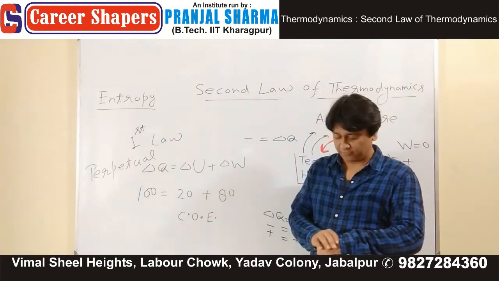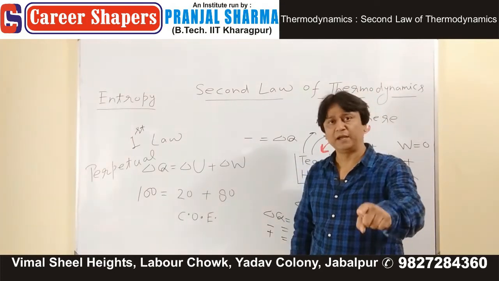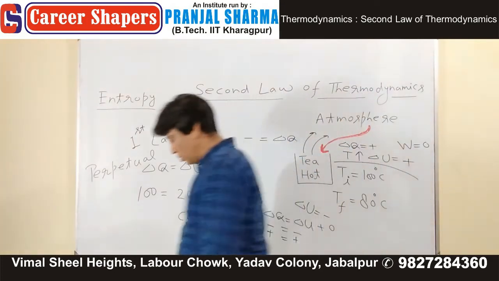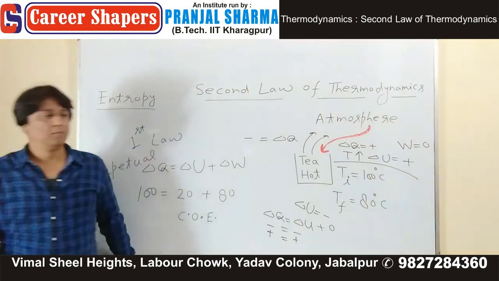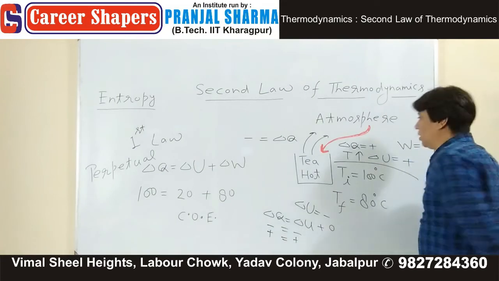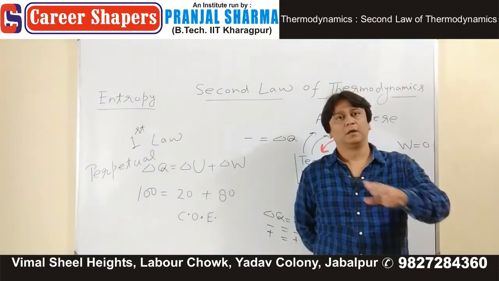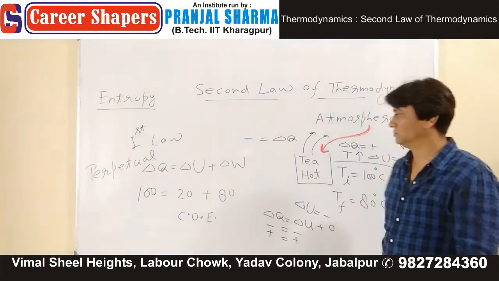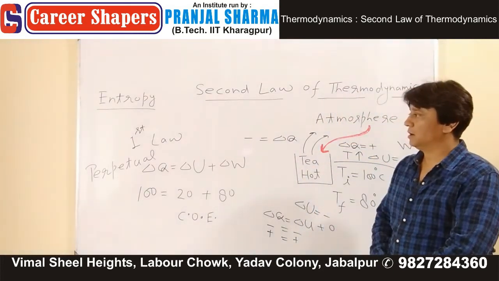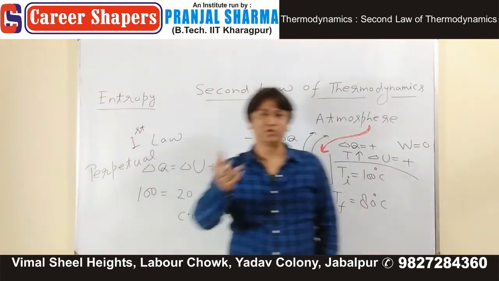Any type of perpetual machine, inside the bracket, a machine that runs on its own, is not possible. What is the meaning of perpetual? Something which runs on its own.